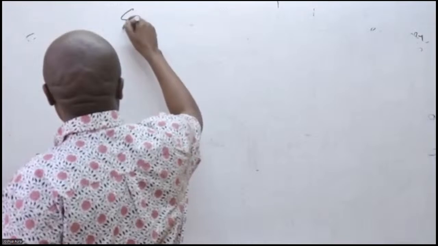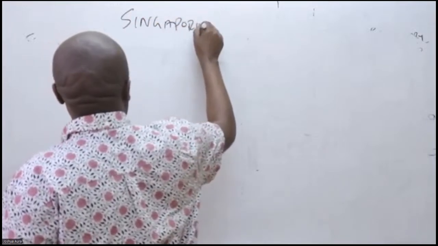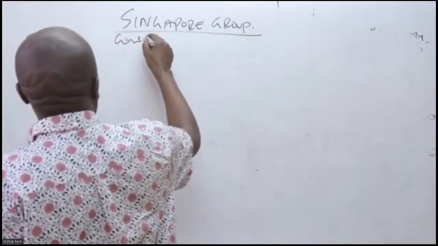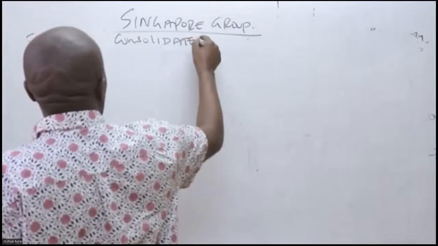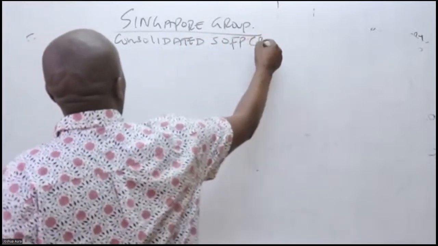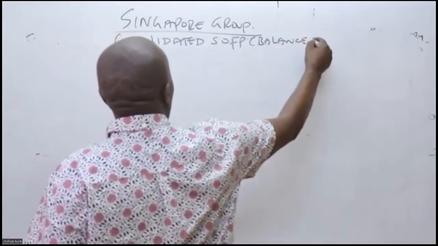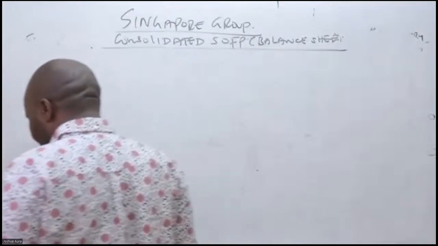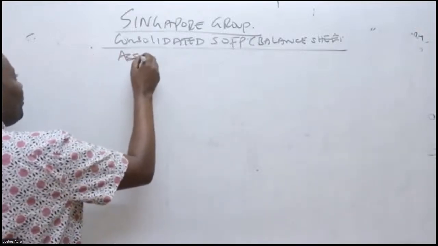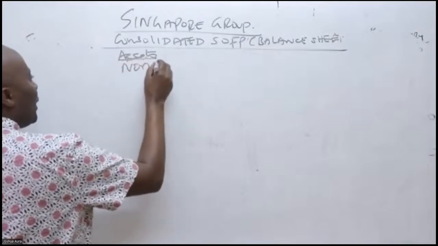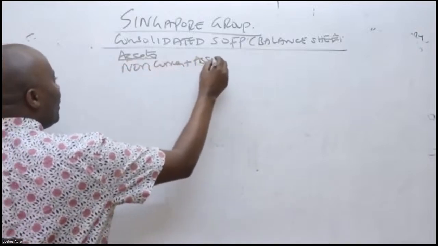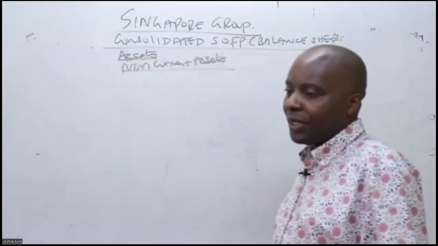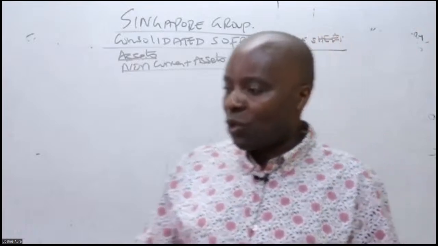Singapore Group, the group is owned by the name of the parent. So Singapore Group, consolidated statement of financial position or balance sheet. Balance sheet. So we start with assets. And assets, we normally start with non-current assets. So you basically follow whatever you have.